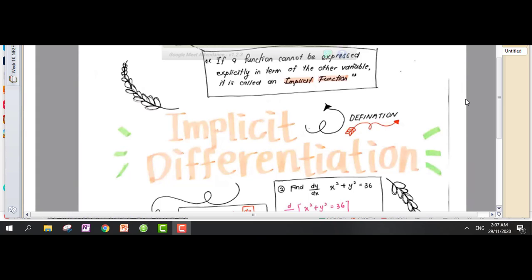Hi, today we are going to discuss what implicit differentiation is. So let us take a look at this small poster. This is a sharing by MD10. So what is called implicit differentiation?